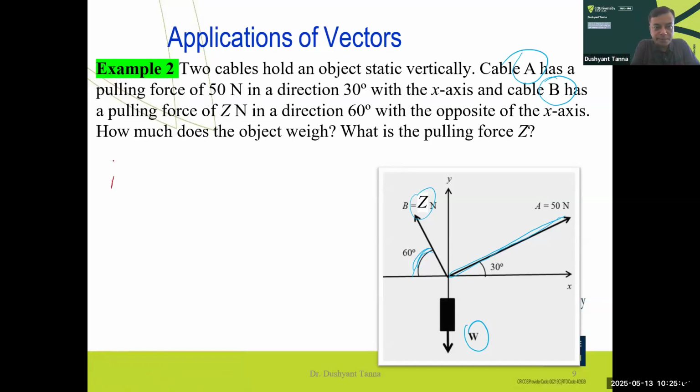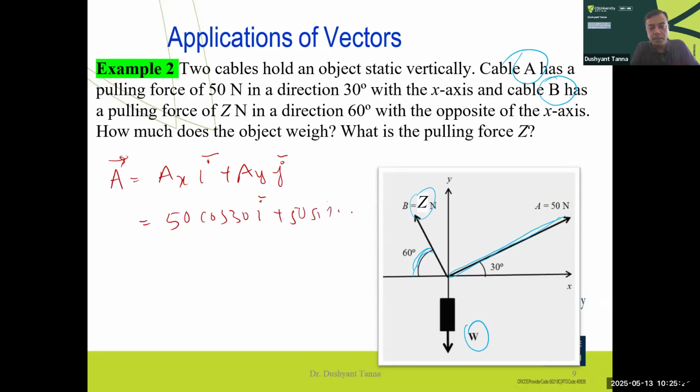First of all, vector A. You can have bold face vector if you want. Vector A is AXI, AYJ. AX is the X components, R cos theta, 50 cos 30 I, 50 sin 30 J. Cos 30 is root 3 over 2, so 25 root 3 I, and 25 J, sin 30 is half. That's my vector A.